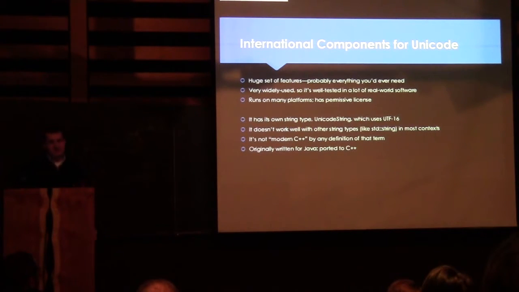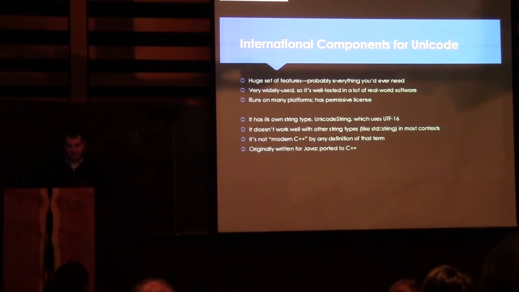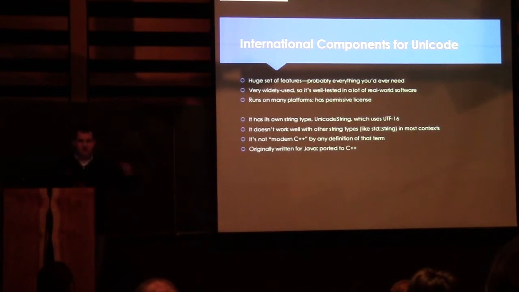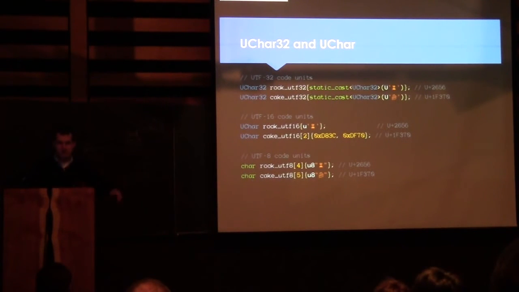Unfortunately, it has its own string type, UnicodeString, and it uses UTF-16. The reason it uses UTF-16 is that the library was originally written in Java and then ported to C++. Because Java uses a 16-bit character type, they used it here as well. It doesn't work well with other string types in most contexts. Usually you have to convert back and forth between the string types. And the library is absolutely not modern C++ by any definition of that term, again largely because it was a fairly direct port from Java, so the interfaces match what is done in Java in many cases. So we'll take a look at just a few of its features that try to address some of the problems that we've looked at so far.